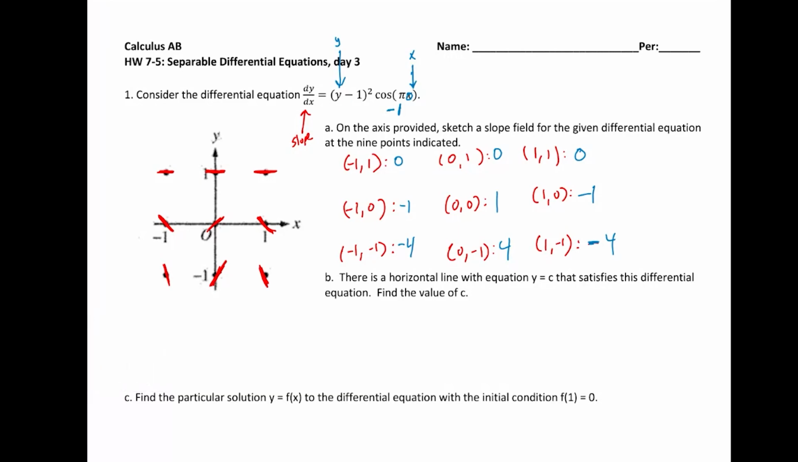Okay, part B says there's a horizontal line with the equation y equals c that satisfies this differential equation. Find the value of c. Now, to have a horizontal line, that means that the slope of that function, which is y equals c, is going to be 0. So slope equals 0. And we can actually see it pretty clearly in the slope field we created. We can see that horizontal line right here. So it's just going to be y equals 1. Okay, so the c value is 1.